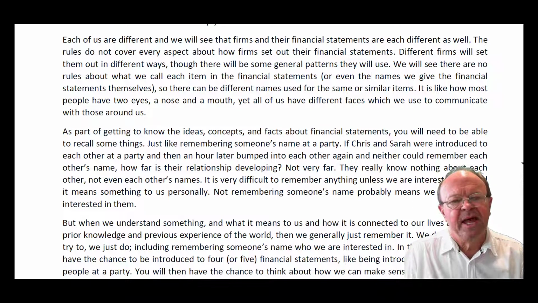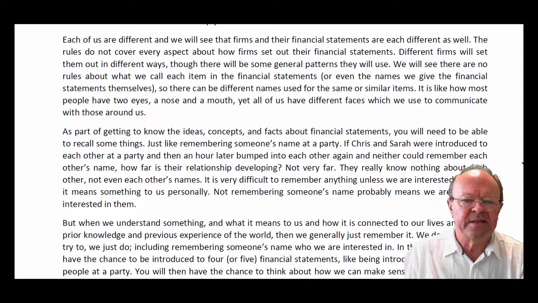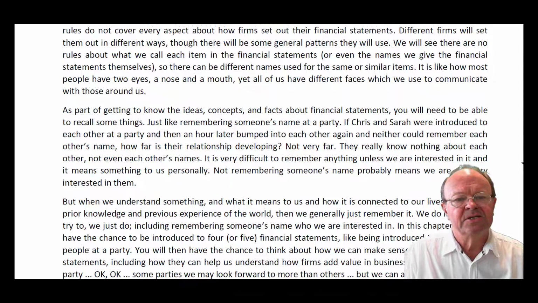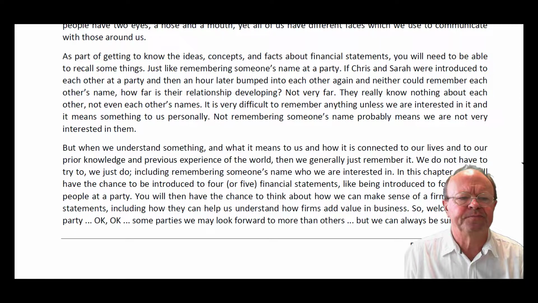Each of us are different, and we will see that firms and their financial statements are each different as well. The rules do not cover every aspect about how firms set out their financial statements. Different firms will set them out in different ways, though there will be some general patterns they will use. We will see there are no rules about what we call each item in the financial statements, or even the names we give the financial statements themselves. So there can be different names used for the same or similar items. It is like how most people have 2 eyes, a nose and a mouth, yet all of us have different faces which we use to communicate with those around us.